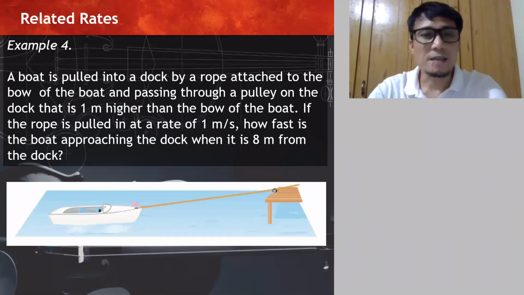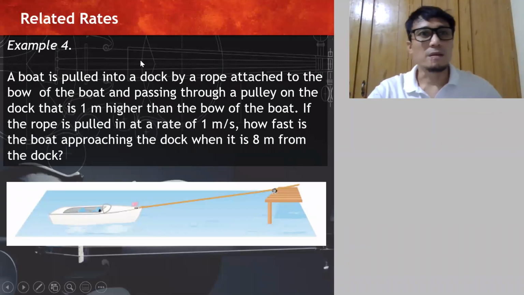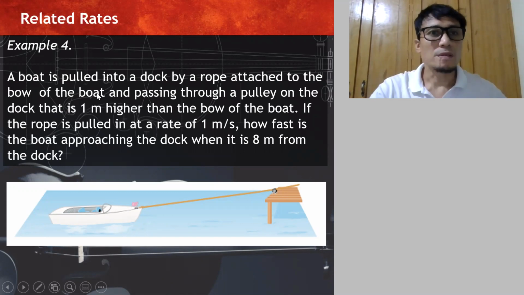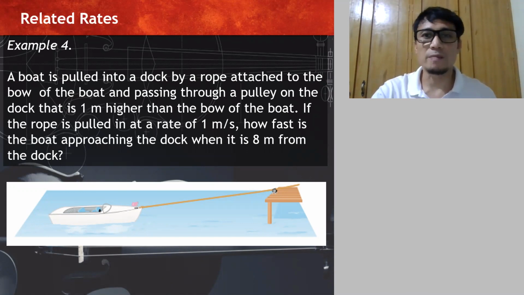For our last example on related rates problems, a boat is pulled into a dock by a rope attached to the bow of the boat and passing through a pulley on the dock that is 1 meter higher than the bow of the boat. If the rope is pulled in at a rate of 1 meter per second, how fast is the boat approaching the dock when it is 8 meters from the dock?